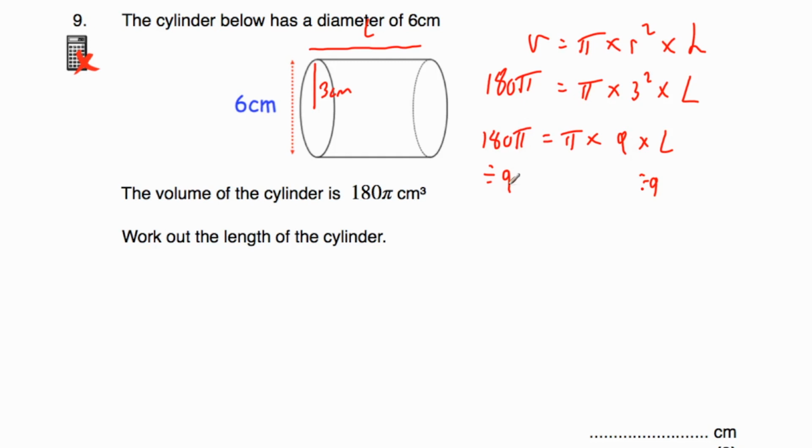180 pi divided by 9, well, 180 divided by 9 is 20, so it's going to be 20 pi is equal to pi times L. Now we want the L on its own, so we don't want this multiplied by pi here, so we're going to divide both sides of our equation by pi. So divide by pi and divide by pi. 20 pi divided by pi would be 20, and on the right hand side of our equation, we divided by pi to get rid of the times by pi, so we're just going to be left with L. So L equals 20. So L is 20 centimetres, and that's it.